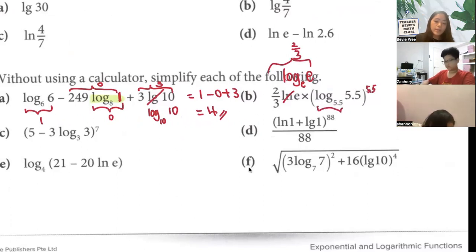Okay, we work on this first. Log 5.5 base 5.5 is 1. Yeah, correct. Then 1 to the power of 5.5, what is it? It's still 1. Ask yourself, 1 to the power of 3 is what? 1 times 1 times 1. Okay, so this is 1. So 2 over 3 times 1 is 2 over 3.